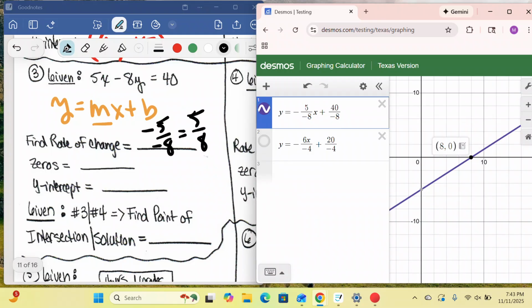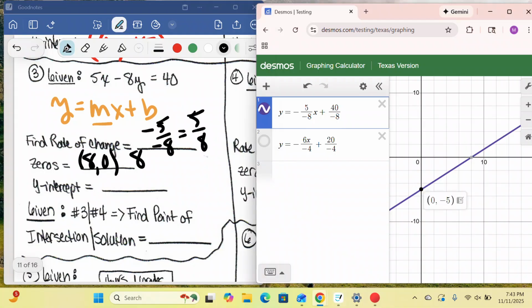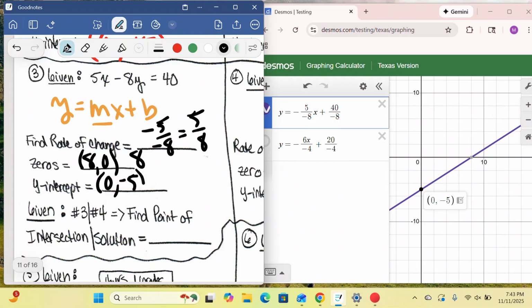My first one, the x-intercept or my zero, is (8, 0). If I look at my y-intercept, this is my y-intercept. It is (0, negative 5).